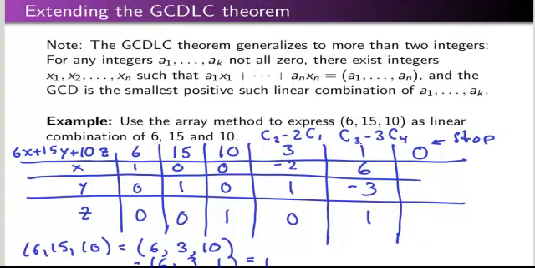The GCD is 1, and we get that 1 is 6 times 6 plus negative 3 times 15 plus 1 times 10. That's the x value. And that's the linear combination we're looking for. Let me double check. 36 plus 10 is 46, minus 45 is 1. Okay, so it checks out.